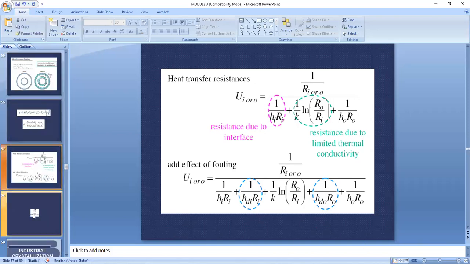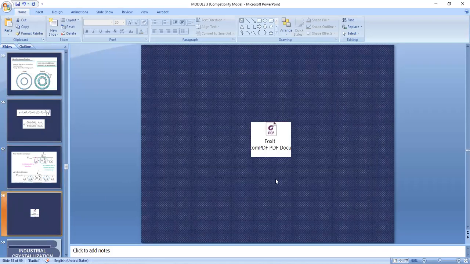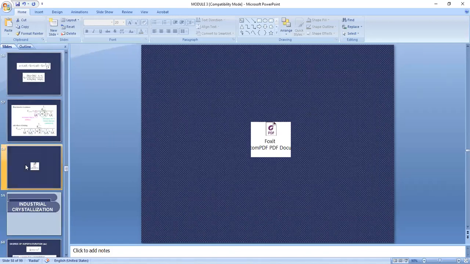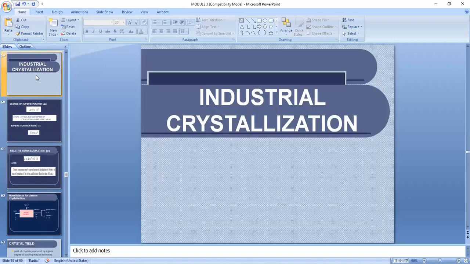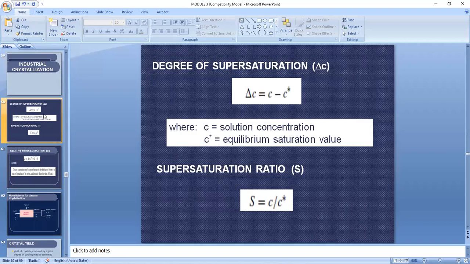Okay. Now in here, I have placed sample problems for heat exchangers, so read those problems as well. Okay, so we proceed to industrial crystallization. So in industrial crystallization, we oftentimes determine the amount of water that is evaporated. We determine the yield of the crystals and the purity of the crystals. It's associated with the yield.